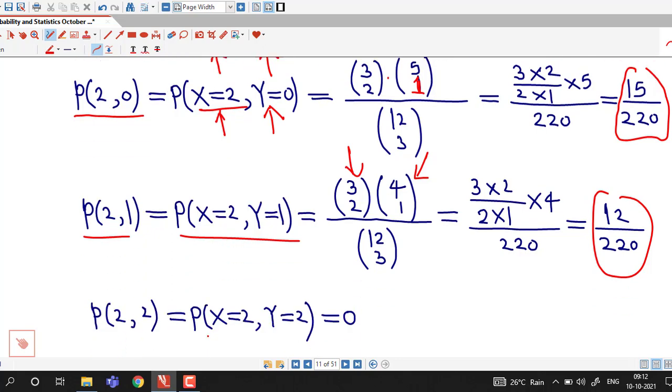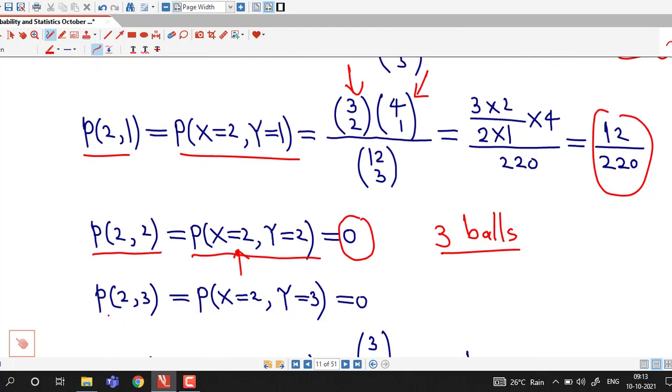Then probability of 2 red balls and 2 white balls, that is probability of 4 balls. So that is not possible because we are selecting only 3 balls. So this is an impossible event. So the probability of this impossible event is 0. Therefore the value of joint probability mass function at ordered pair (2, 2) is 0. Similarly, the value of joint PMF at (2, 3) will be equal to probability of 2 red balls and 3 white balls, but this is also not possible because we are selecting 3 balls, so this is also 0.